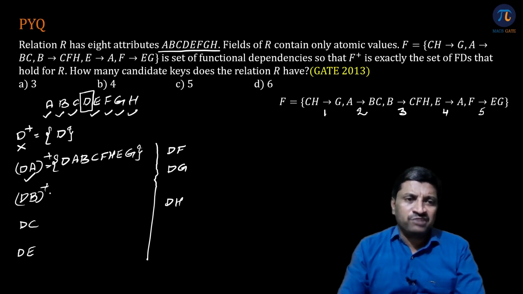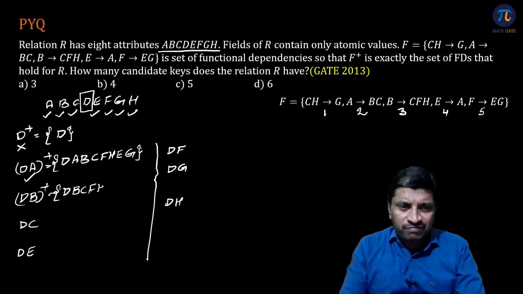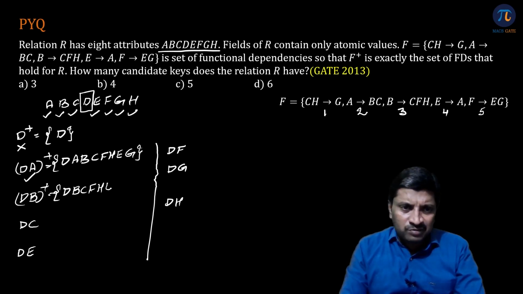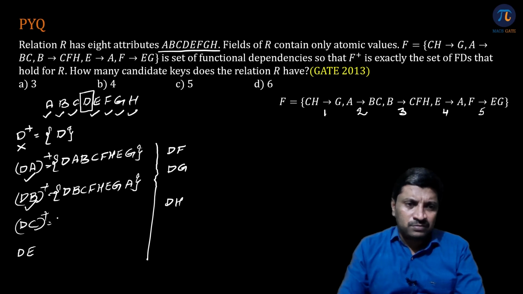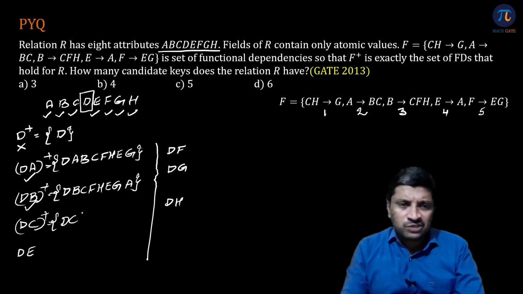What about closure of DB? DB for sure. Then with B we can get C, F, H. Then with F we can get E comma G. Then with E we can get A. We got all the attributes, so this is also a candidate key. What about DC closure? DC. Then nothing is possible. So this cannot be a candidate key.